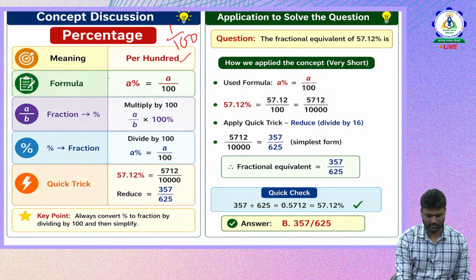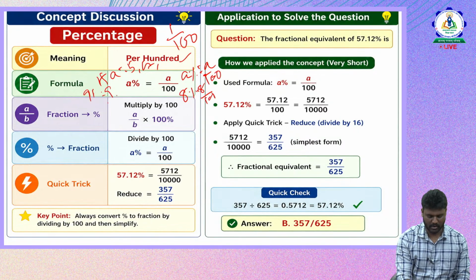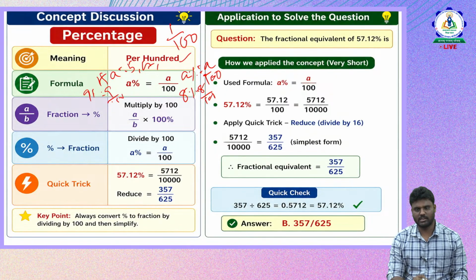So that means in the case of A equal to any number like 5, 6, 7, 8, A percent is equal to A by 100. Suppose we take A equal to 8, then 8 percent means 8 by 100. If you take 9%, it means 9 by 100. Like that.